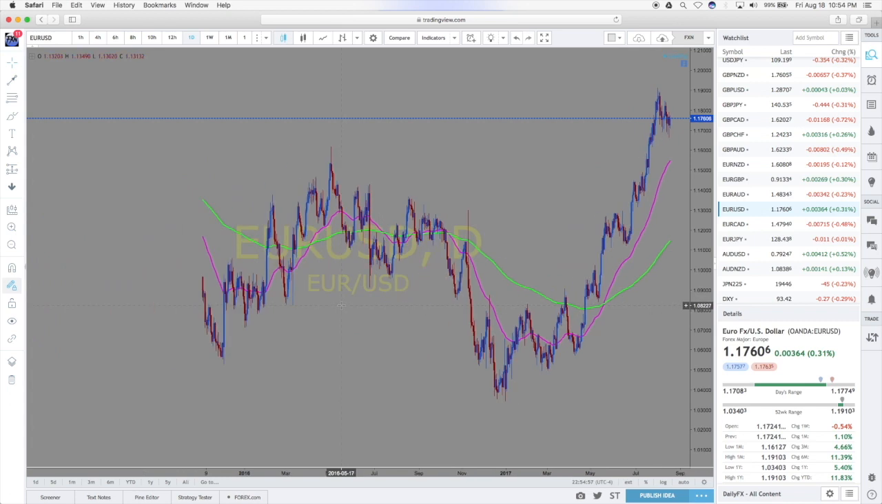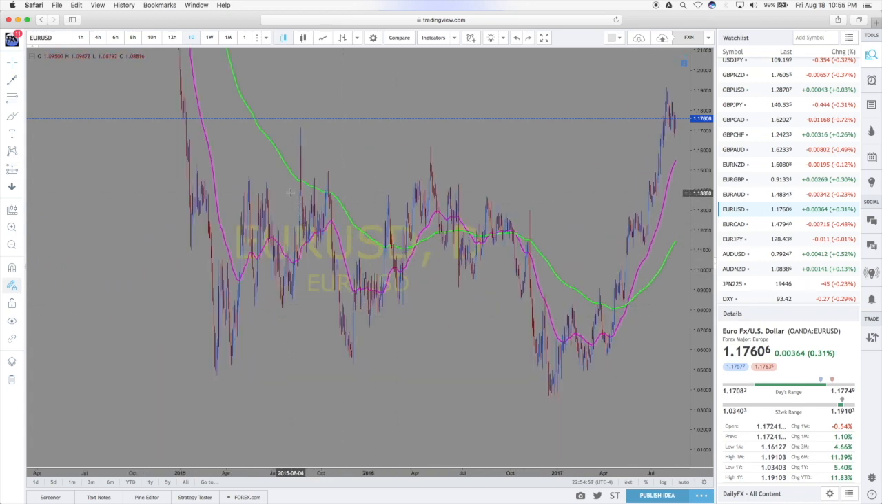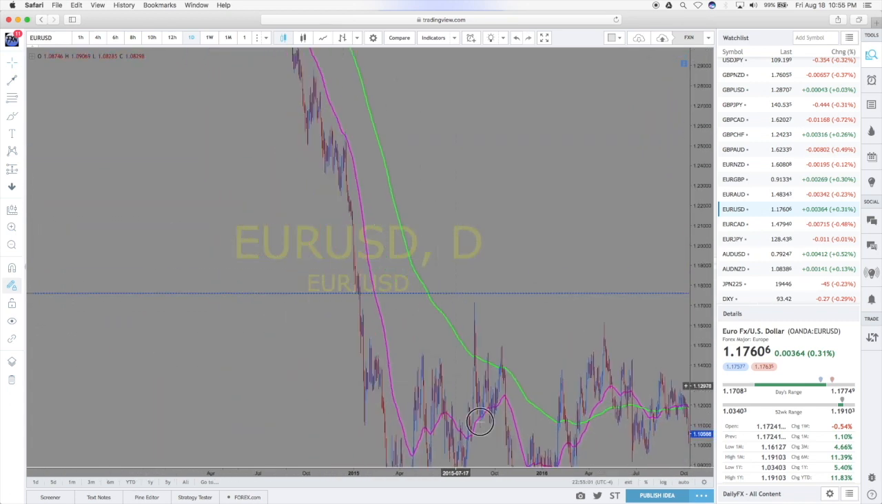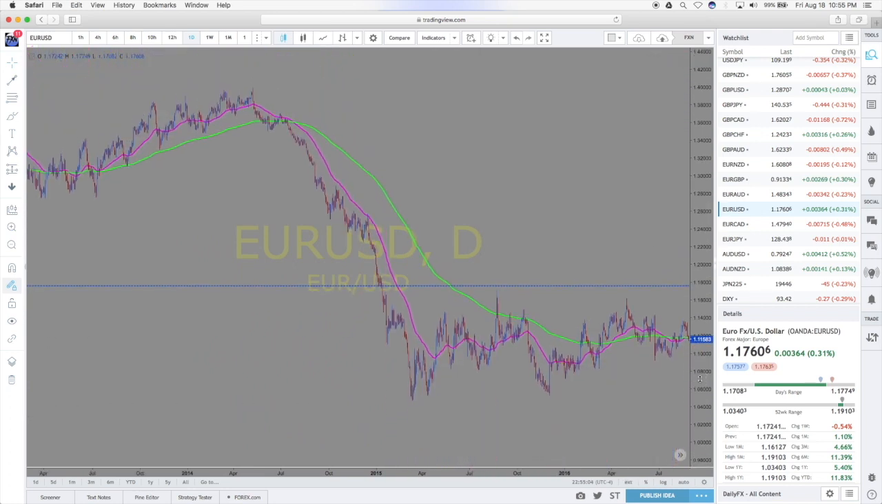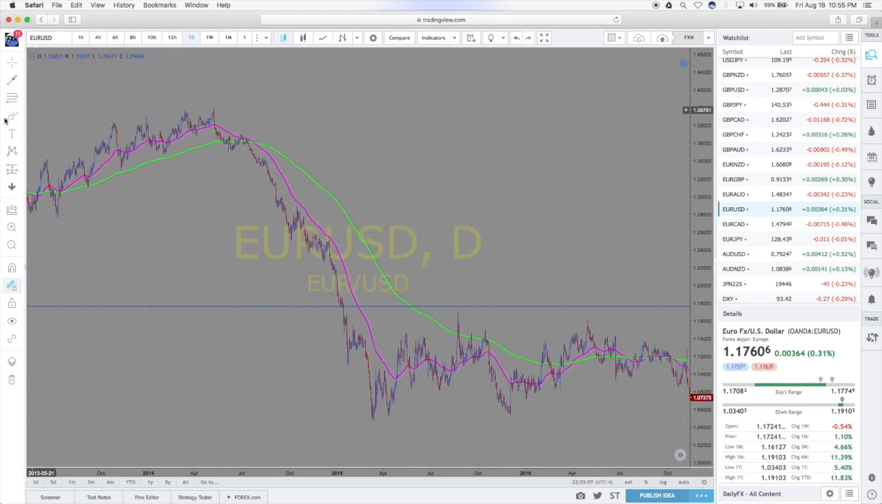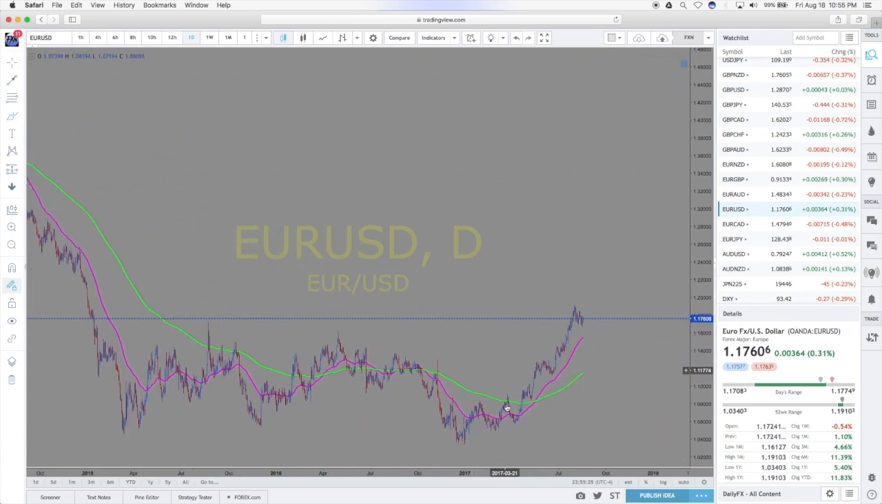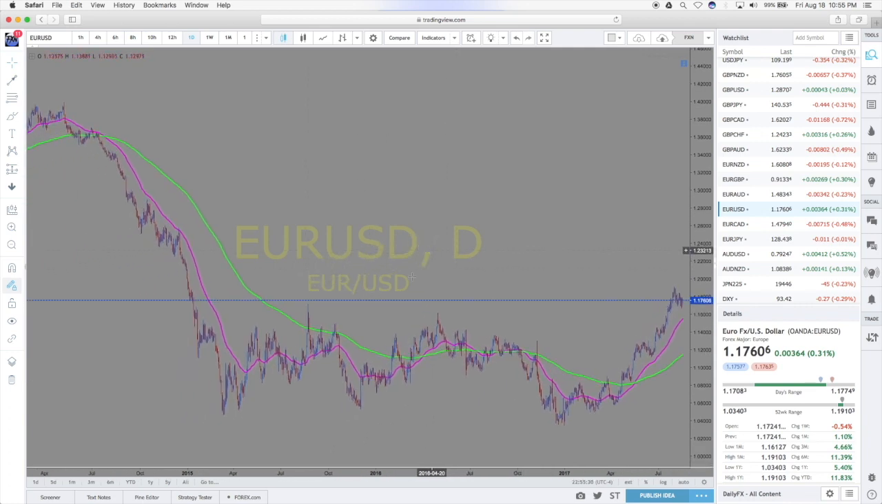Now what's a downtrend? A downtrend is obviously the opposite. So this right here would be a downtrend. What do we have? We have price basically just moving down, down, down, down, right? This would be considered a downtrend, okay? So that's a downtrend, and this is an uptrend here. So very simple, very basic.